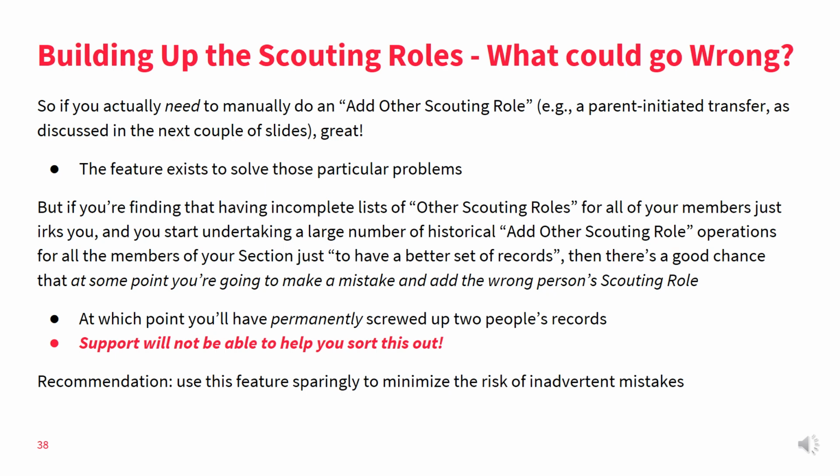But if you're just doing it because the concept of an incomplete record irks you, and you want better records, then keep in mind that as you do a lot of data entry, there's a good chance that at some point you're going to make a mistake and add the wrong person's scouting role. And then you'll have permanently screwed up two people's records. And if I wasn't plain enough before, ScoutsTracker support will not be able to help you sort this out. So, my recommendation: use this feature sparingly, just when you need to, to minimize the risk of making a mistake and screwing up data.